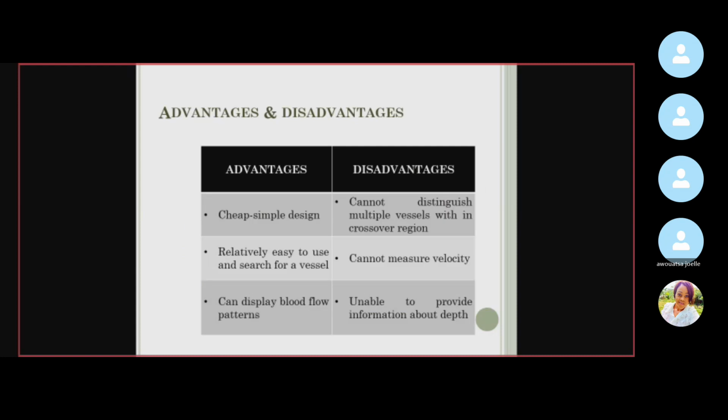Now what are the advantages of this continuous wave Doppler? It has a very cheap and simple design, and it is very easy to search for a vessel with this Doppler. It can display the blood flow patterns. But the disadvantages: it cannot distinguish. If there are multiple vessels, it won't be able to tell which vessel the signal is coming from. So there will be some confusion, and we cannot measure velocity with this, and we cannot get the depth.